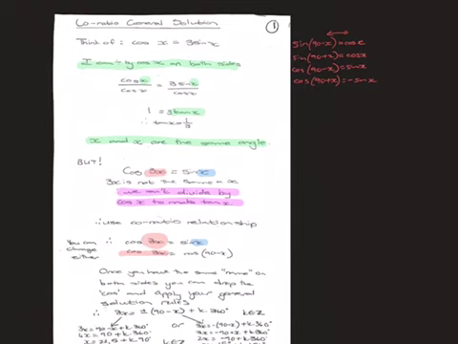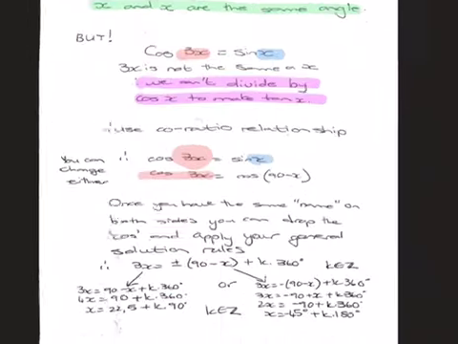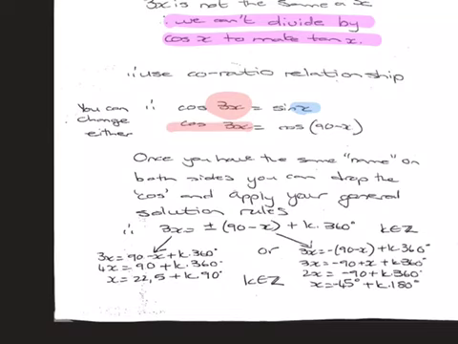a sine x can be changed backwards into a cos of 90 minus that angle. So sine x is changing to a cos of 90 minus x. So once you have the same name, the ratio, cos, on both sides, you can drop the cos and apply your general solution rules.